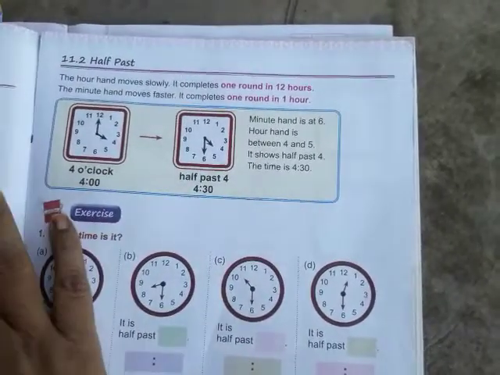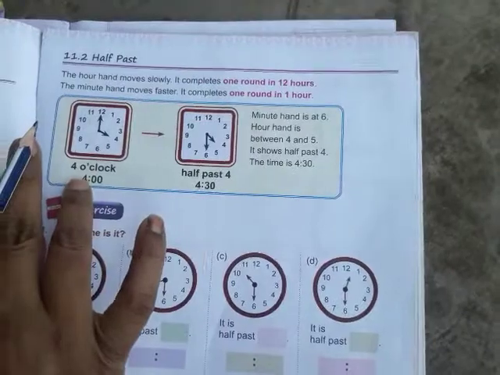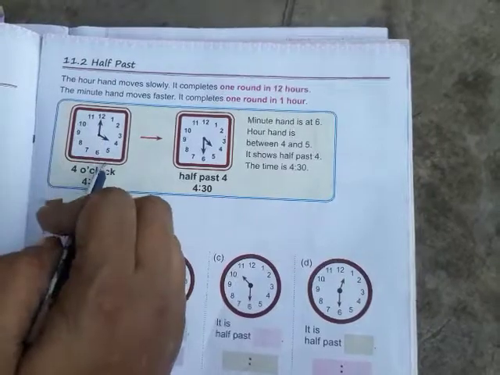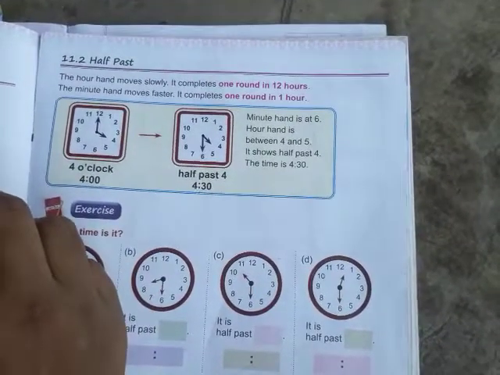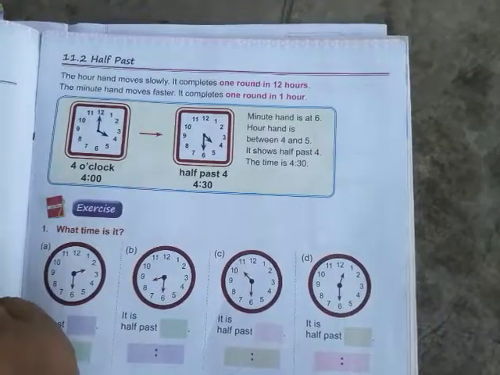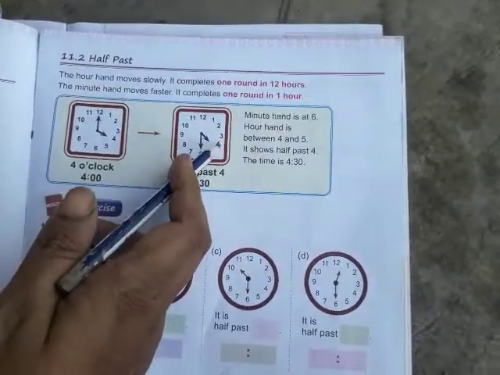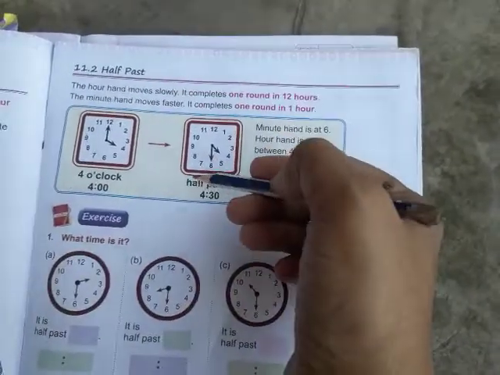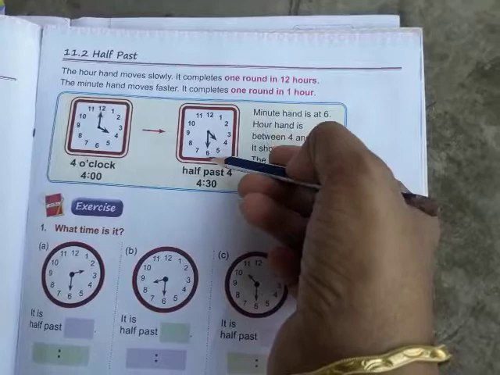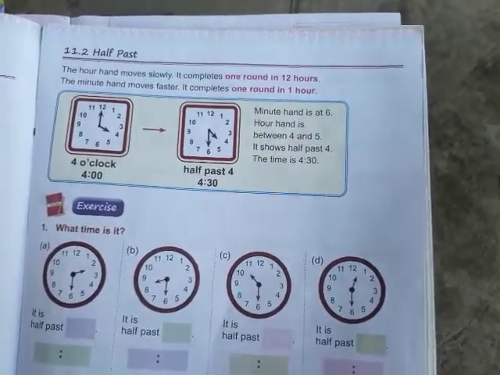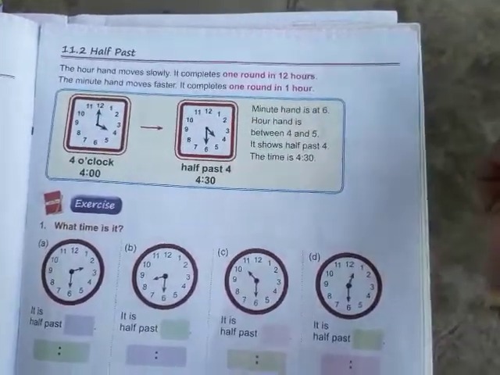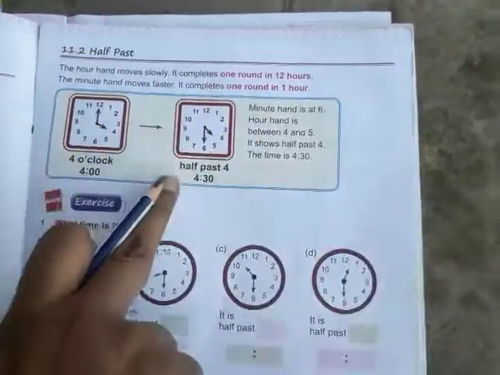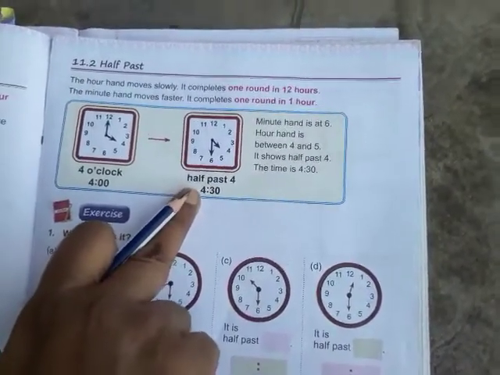All of you understand? Now see here, small hand on 4, big hand on 12. What time is it? 4 o'clock. Now see, the small hand is in the middle of 4 and 5. And where is the big hand? On 6. The minute hand is on 6 and the hour hand is between 4 and 5. You call that half past 4.